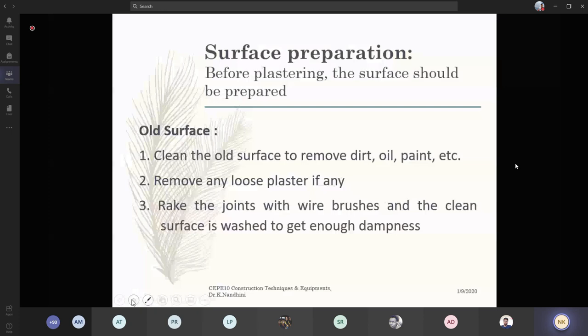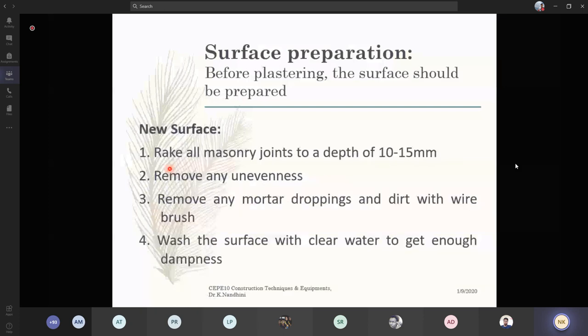And for the new surface, rack all masonry joints to a depth of 10 to 15 mm. Remove any unevenness. If there is some extra mortar that is unevenness, you have to remove it. Remove any mortar droppings and dirt with a wire brush. Wash the surface with clean water.